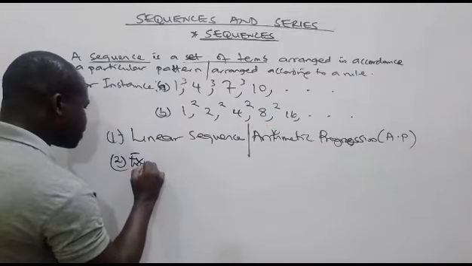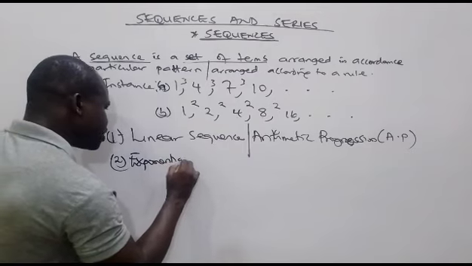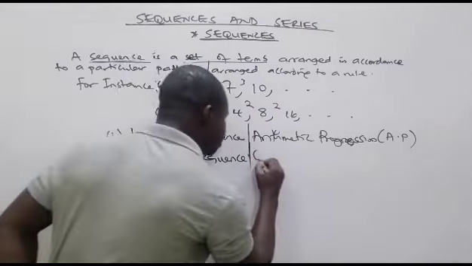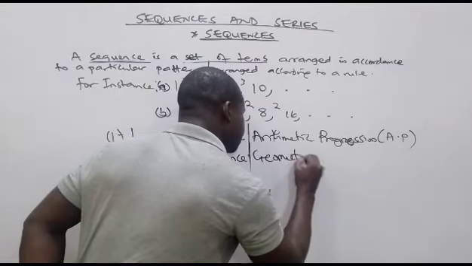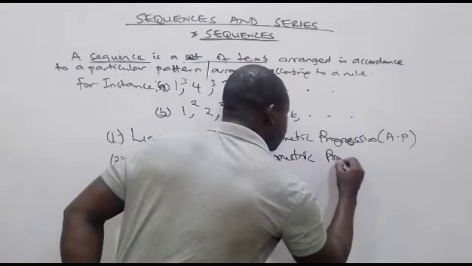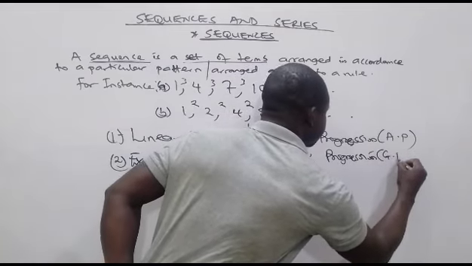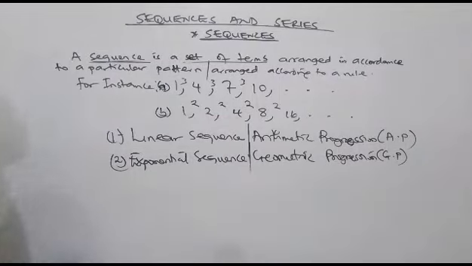Then the second one is the exponential sequence, or geometric progression, which is called GP. So these are the two types of sequence that we'll be looking at in our subsequent class. We are going to look at both of these types of sequence.